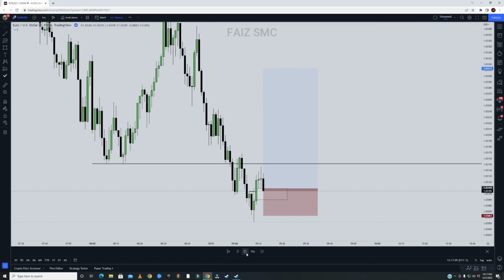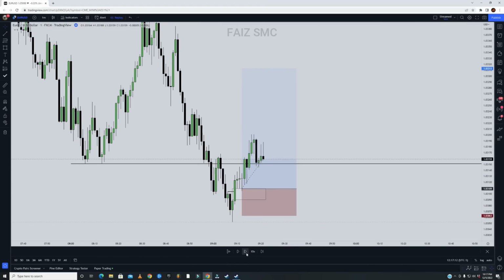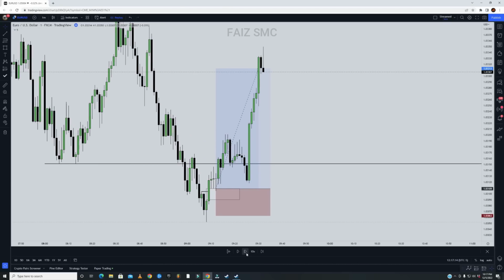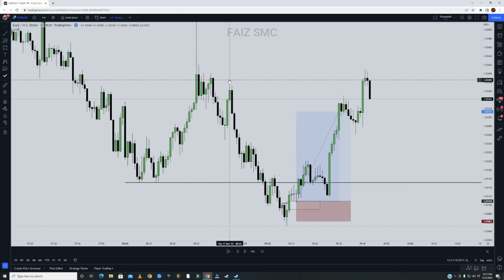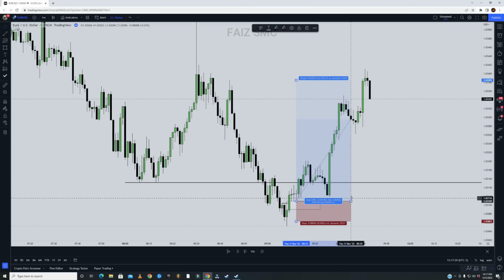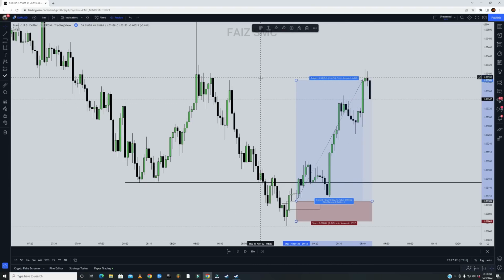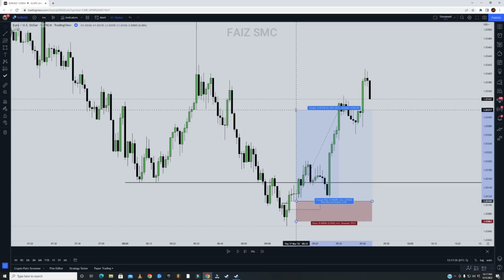We get our entry, and if I play this through, you can see that we go up and eventually just take out these levels as well. So this was a 6 risk reward trade if you targeted this level, but you should be fine with targeting this fair value gap as well.